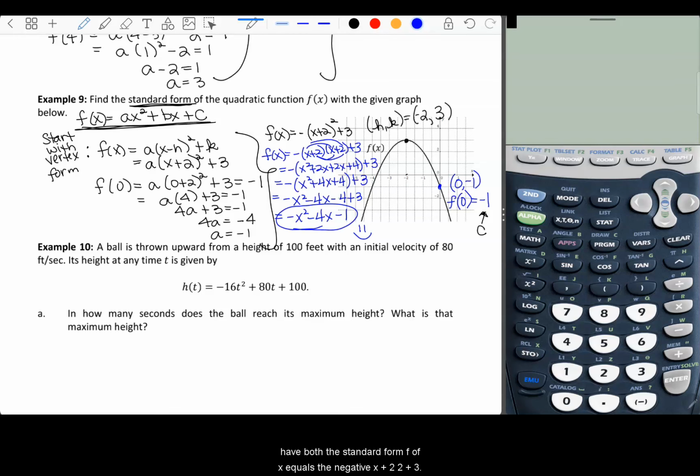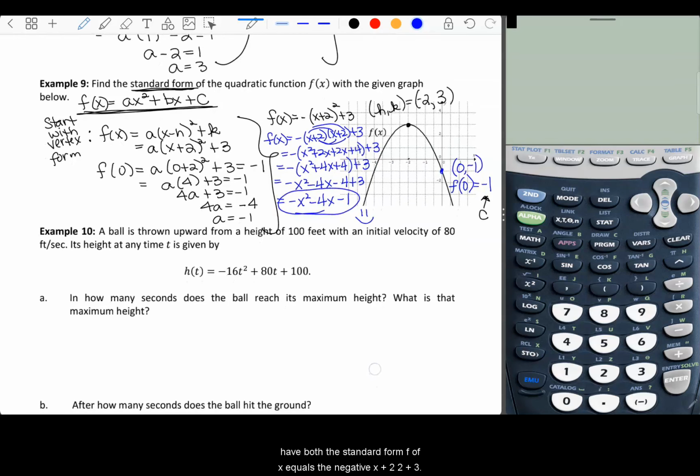So we have both the standard form f of x equals negative times the quantity x plus 2 squared plus 3, and the general form f of x equals negative x squared minus 4x minus 1 for this problem.